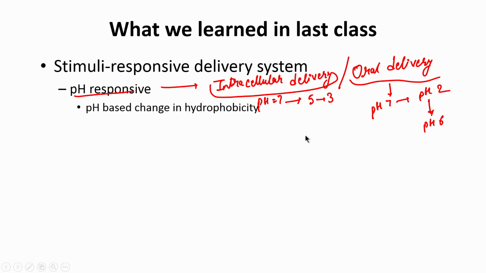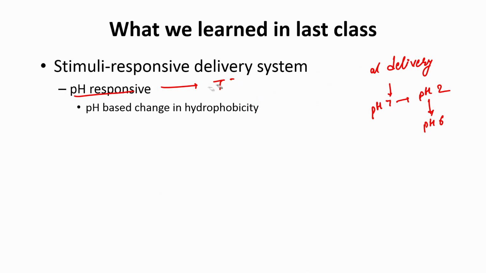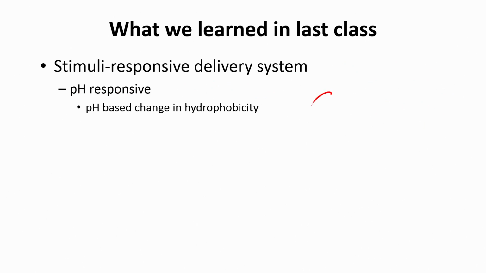In that, we first talked about pH based change in hydrophobicity. We said that at a certain pH the polymer that you are using is going to become extremely hydrophobic, and if it is, let us say, encapsulated in an endosomal membrane and this particle is becoming hydrophobic, then it will try to interact with the membrane bilayer lipids and cause disruption. Once it causes disruption, whatever is inside is going to come out. So, that is one way, more on intracellular delivery.